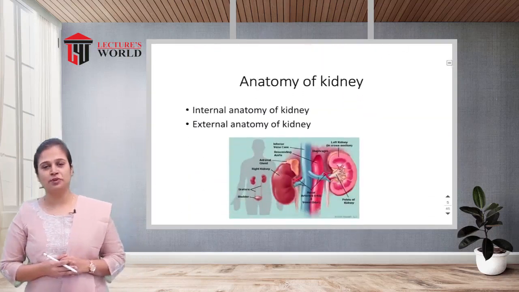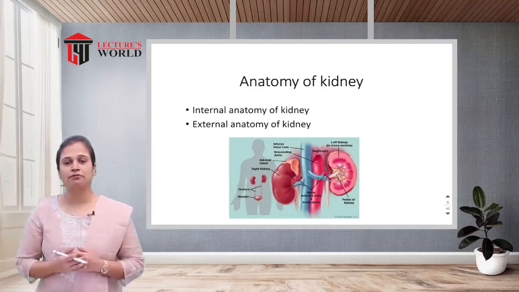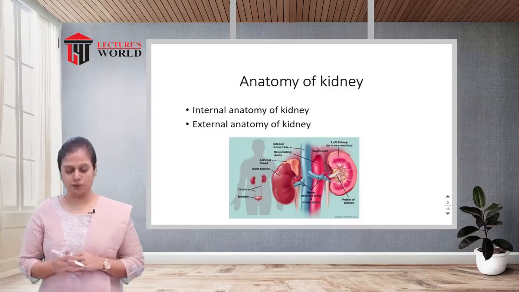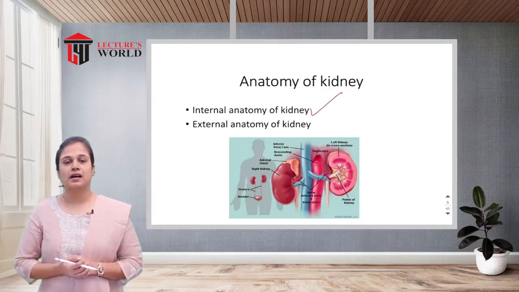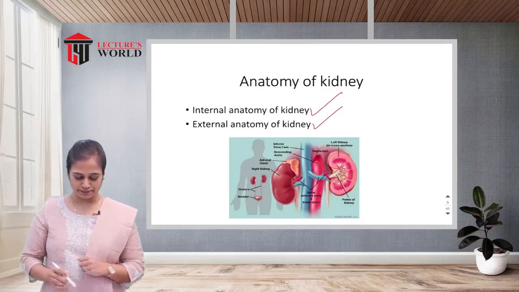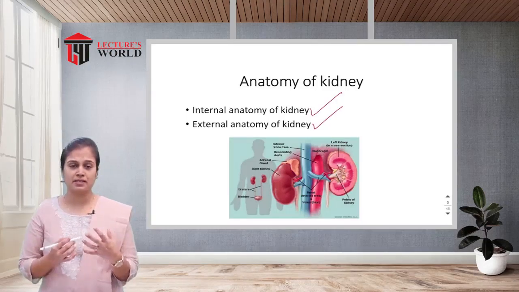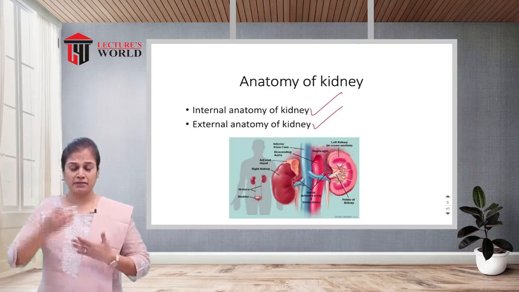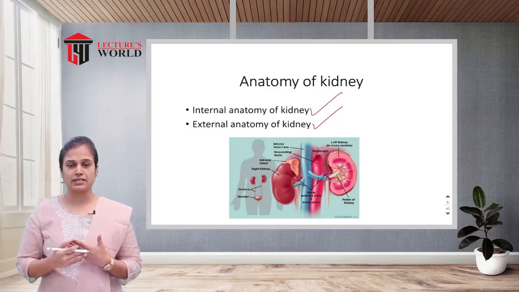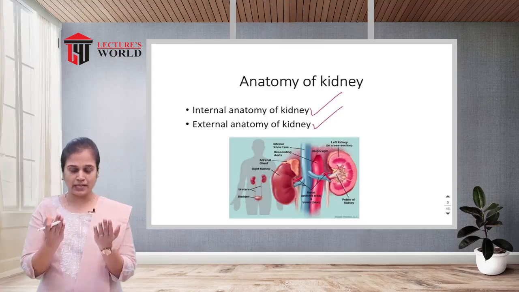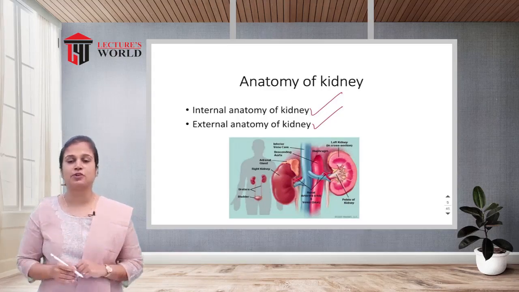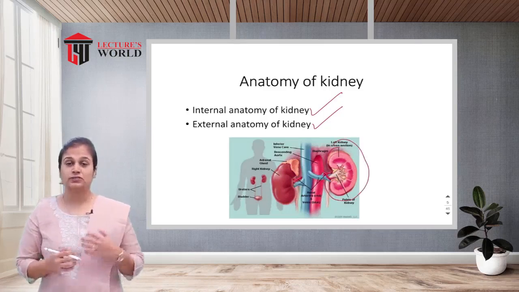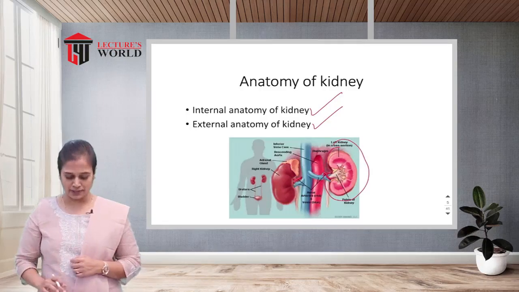Moving on to the anatomy of the kidney. Basically, the anatomy of the kidney is divided into two parts. First is the external anatomy of the kidney and second is the internal anatomy of the kidney. External means the outside covering of the kidney, and internal means when we take a half section of the kidney and open that section, the structure which we visualize on the section is called the internal anatomy of the kidney.